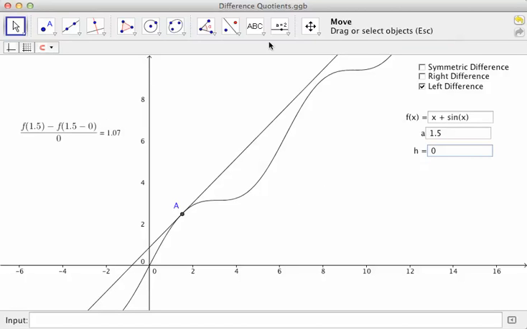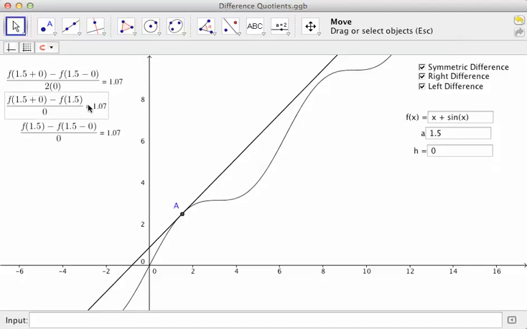GeoGebra there makes h 0, which is really weird. I mean, it's rounding, so this fraction here looks ridiculous from an algebraic standpoint. But from a calculus or limit standpoint, I guess we're kind of okay with that, but it's really just an artifact of the rounding. 1.07 again. So apparently it's actually made it into 0, which caused that problem.